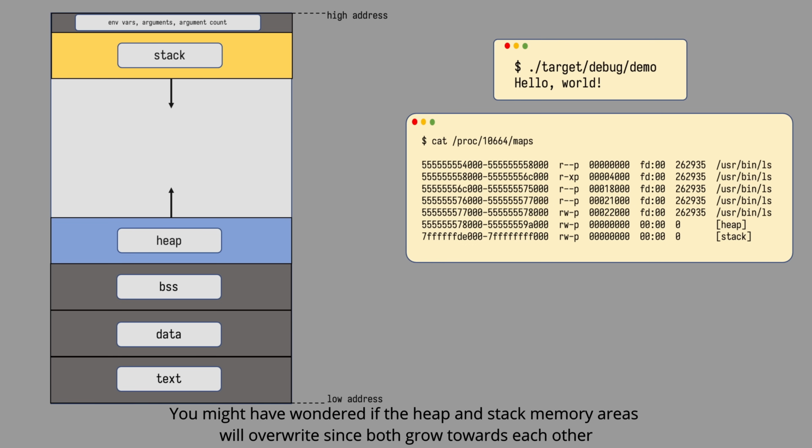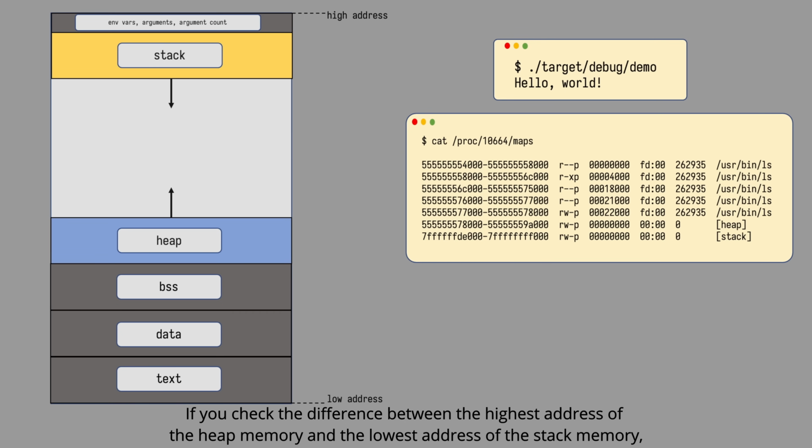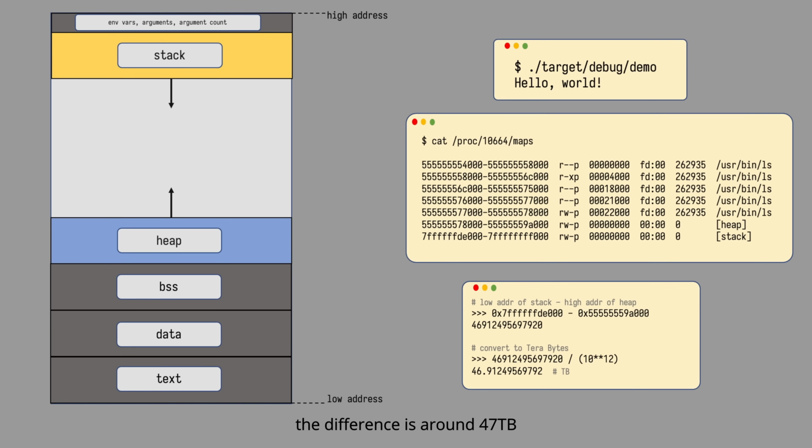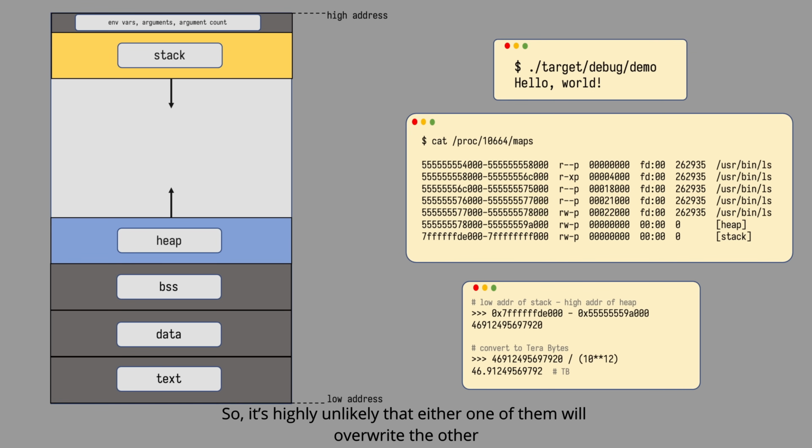You might have wondered if the heap and stack memory areas will overwrite since both grow towards each other. If you check the difference between the highest address of the heap memory and the lowest address of the stack memory, the difference is around 47 terabytes. So, it's highly unlikely that either one of them will overwrite the other.